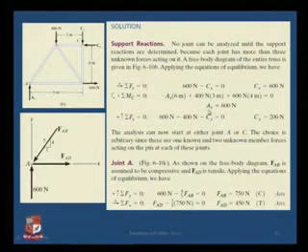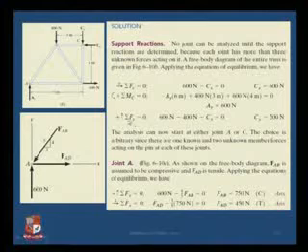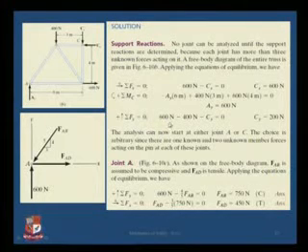Now I have found Ay, I have found Cx. What remains is only Cy. For that I apply my equation summation Fy equal to 0. In this case, you can see I have Ay as a vertical force, I have Cy as a vertical force, and I have 400 Newtons. So 600 Newtons is going upwards, 400 Newton is going downwards. So 600 minus 400 minus Cy is equal to 0. So I will get Cy equal to 200 Newtons.